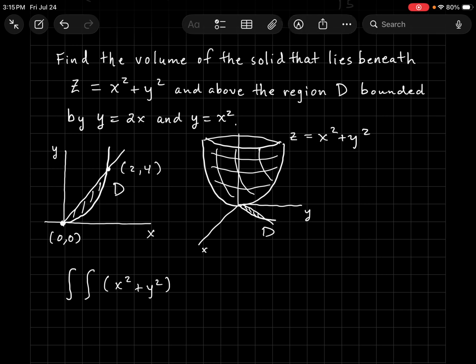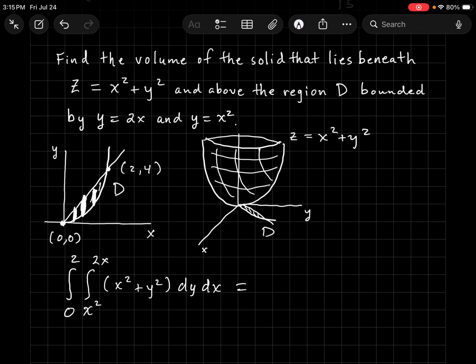And I think I'll integrate with respect to y first again, so that I can go from y to y each time, and then at the end add up all of those columns from x equals 0 to x equals 2. So what is y going from? Well, it's going from x squared and going to 2x.